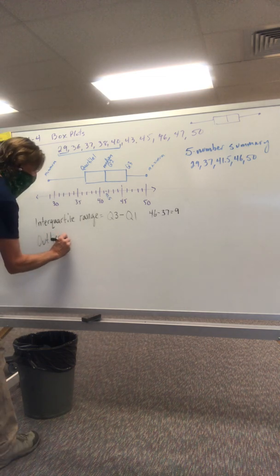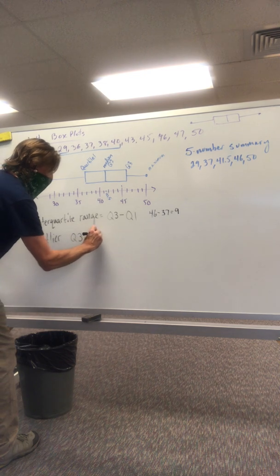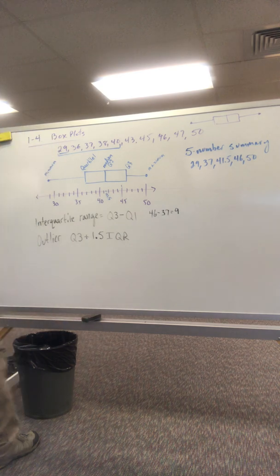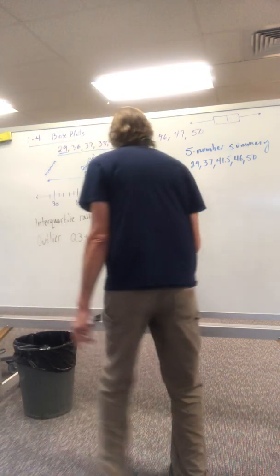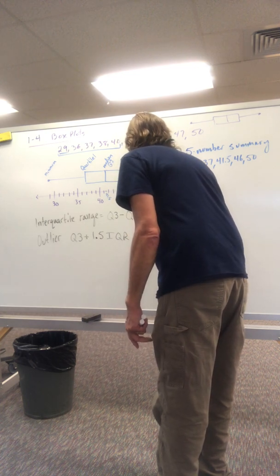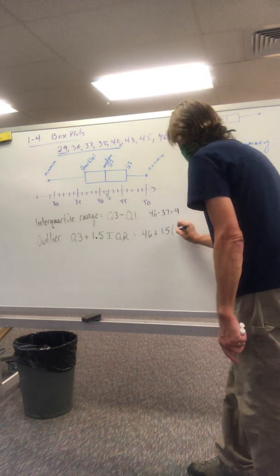So an outlier will be if we take Q3 and we add 1.5 times the interquartile range. Let's just do it and see how that looks picture-wise. In this case, our Q3 is 46. And then we're going to add to it 1.5 times the interquartile range, that spread, which is 9.